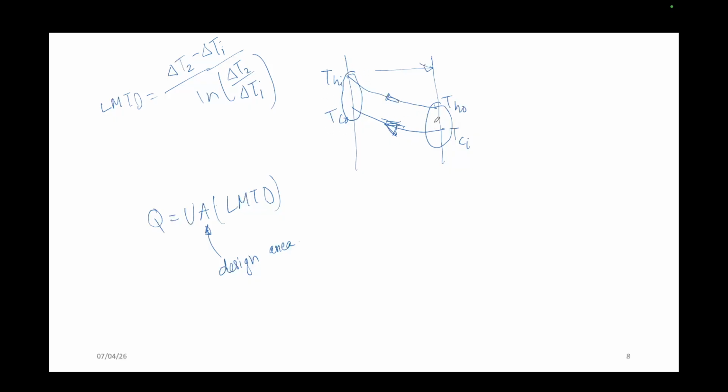Depending on cross flow and parallel flow, you have to check. Mainly the temperature difference is required, and also if Q is given, you can easily find the area. Your objective is to find the area. Where the area, the design parameter, is not given in the problem, you can use this LMTD.